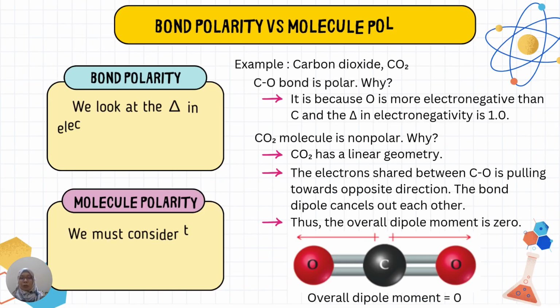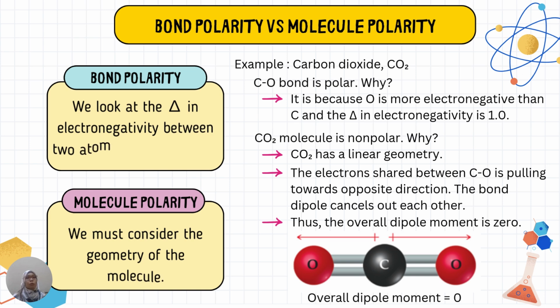Just now we looked at bond polarity and how to determine the polarity of a bond. Now let's look at molecule polarity. What's the difference between bond polarity and molecule polarity? For bond polarity, we look at the difference in electronegativity between two atoms sharing a bond. To determine the molecule's polarity, we must consider the geometry of the molecule as a whole.